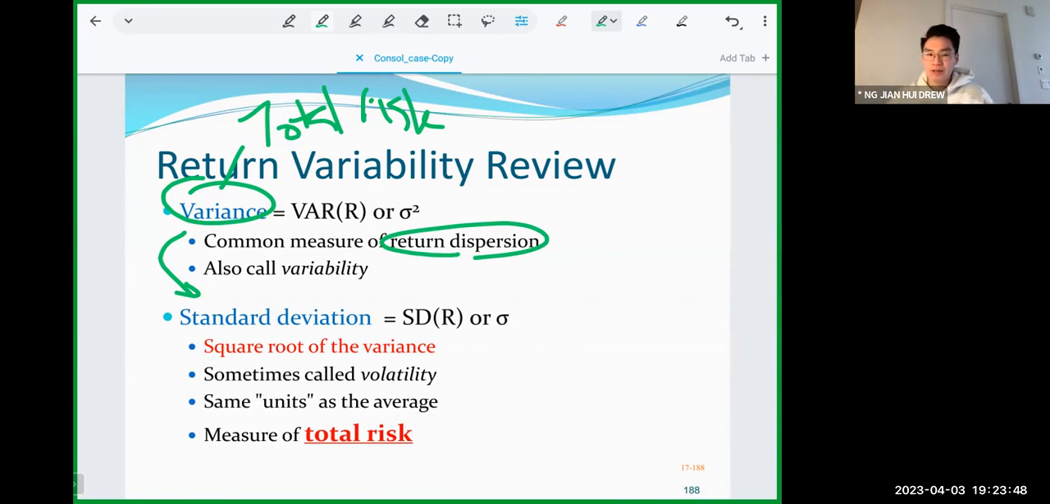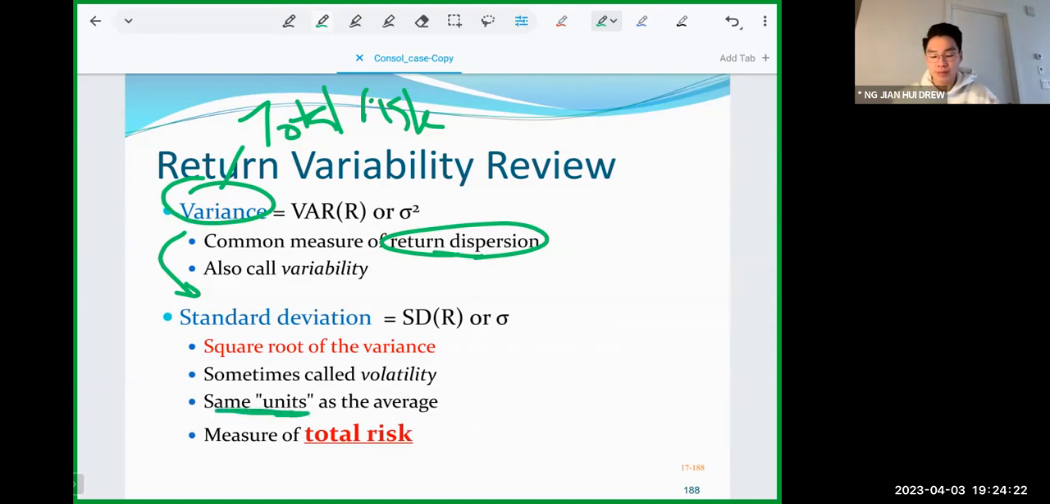Anyone knows why? Why do we need to calculate standard deviation and not just use variance? Variance is a common measure of dispersion. So why do we bother to calculate standard deviation here? So maybe I'm not too sure. The answer is kind of in the slides, in the sense that what's mentioned here is the same unit.